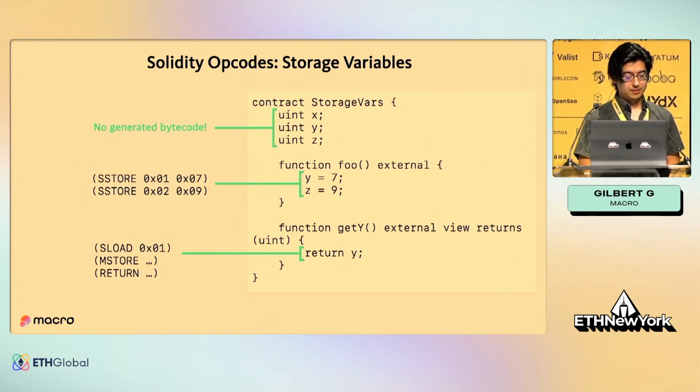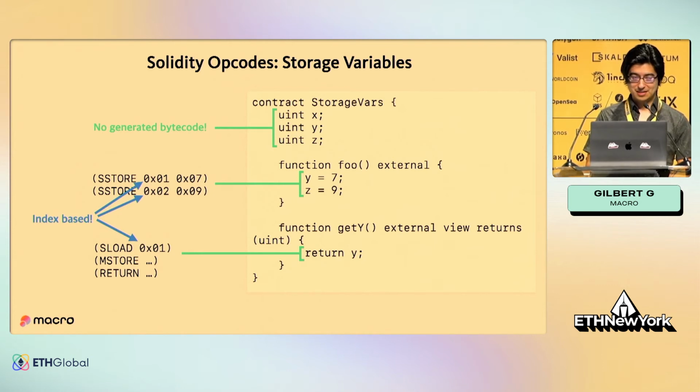Same thing for reading. Reading takes an sload. If you want to read y, that's going to be an sload 0x1. y is the second storage, the second variable in your contract. So that's why it's 1 instead of 0 or any other number. So these are all index-based.